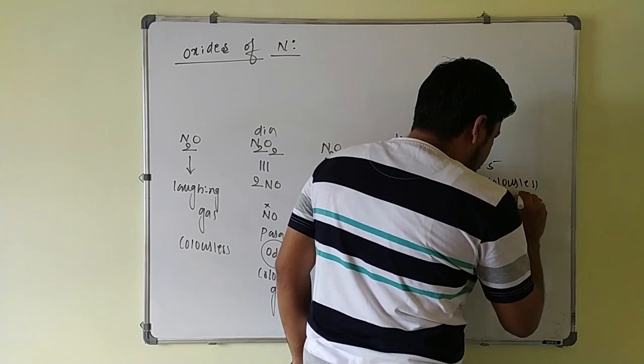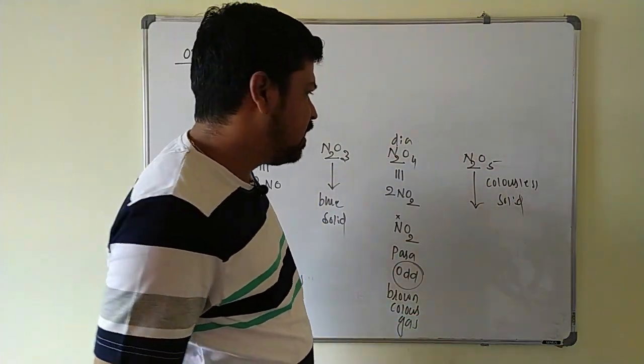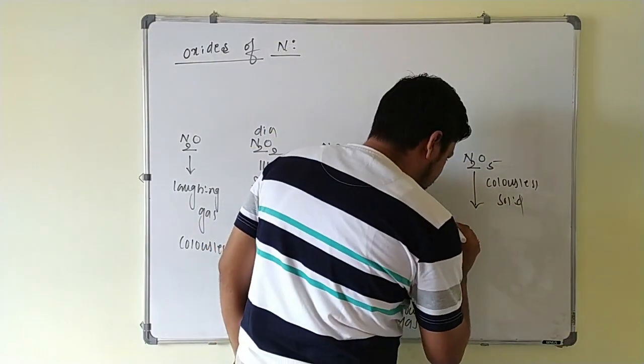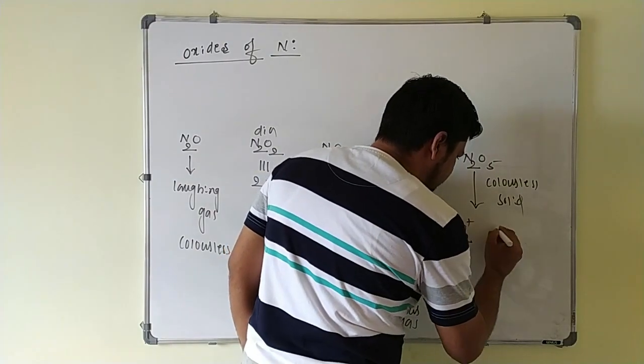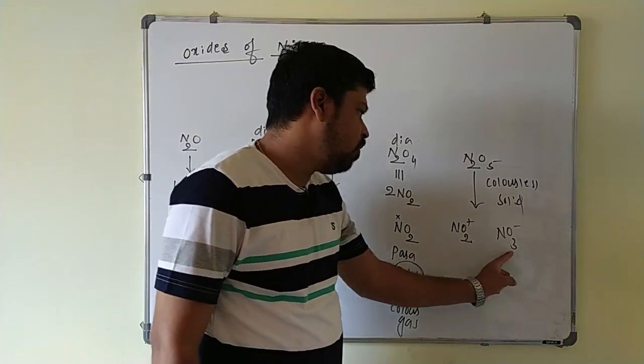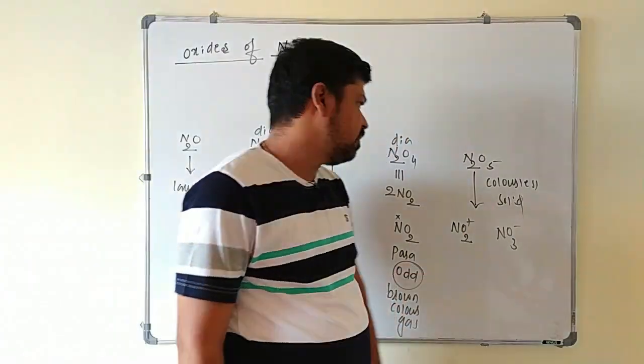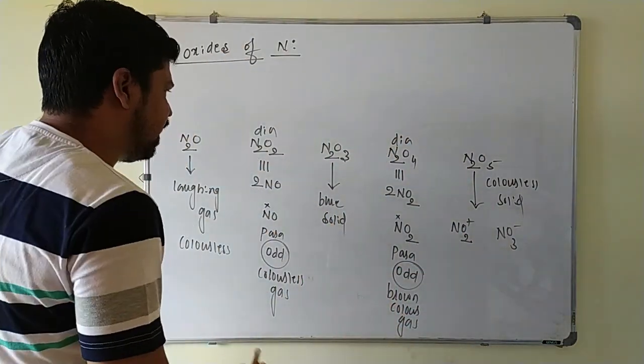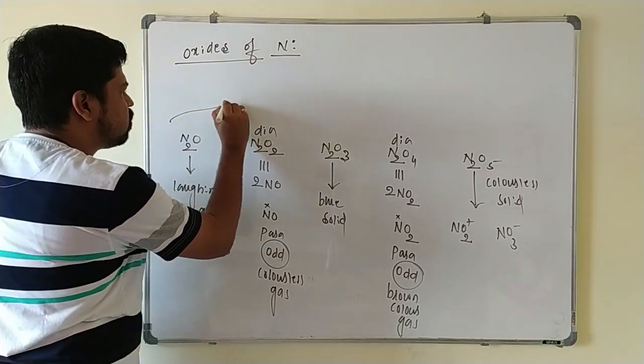Colorless solid. In the solid state, it is present in ionic form, that is nitronium nitrate, NO2+ and NO3-. It is present as a cation and anion in the solid state.